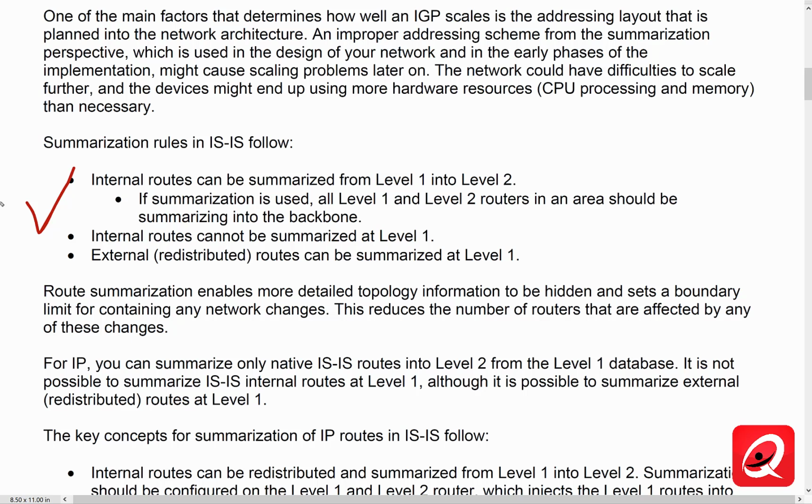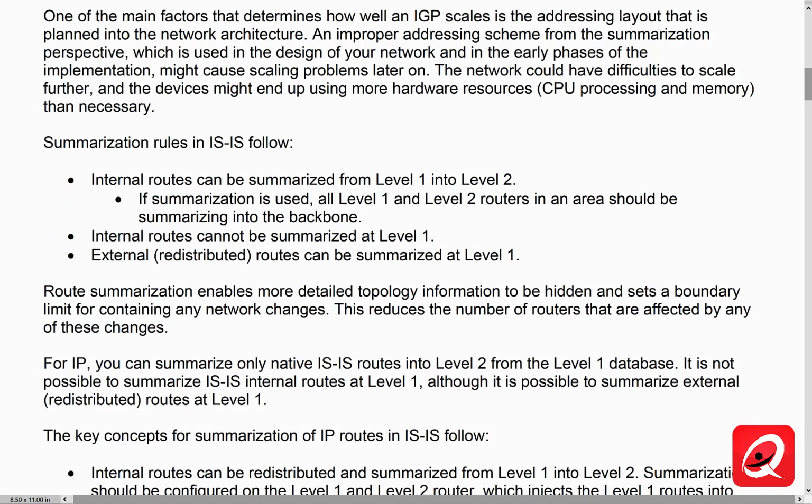Internal routes cannot be summarized at level 1. That's kind of the same concept in OSPF. We can't summarize unless we're leaving the area. Only an area border router can summarize. Same concept here, basically. We can only summarize into the backbone. External or redistributed routes can be summarized at level 1, but that would be equivalent to an ASBR summary, even though we don't really call it an ASBR in ISIS.